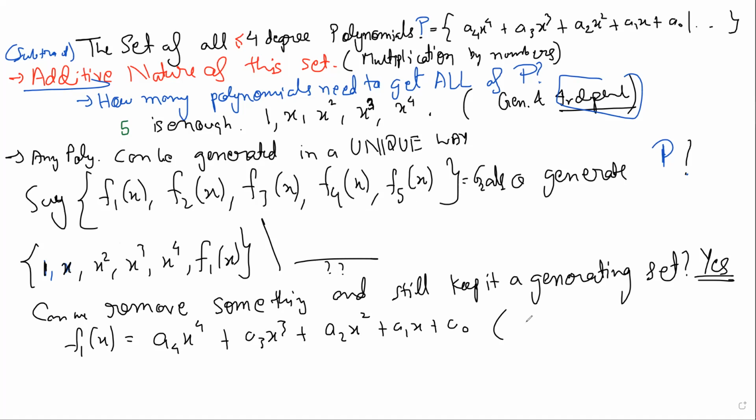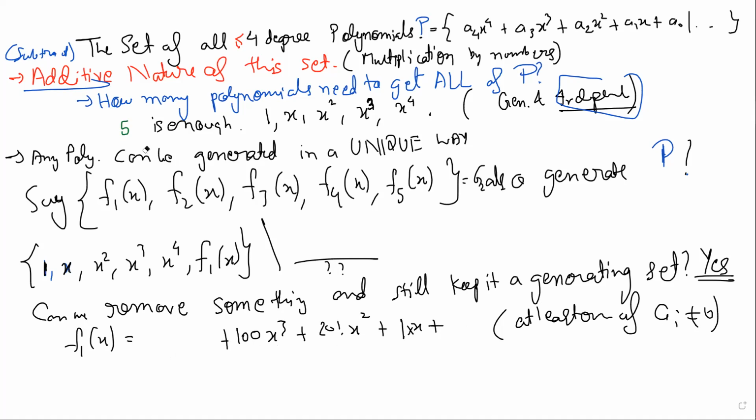So it is very simple, right? At least one of AI is not zero. Let's say, for example, that A3 is not zero. Let's say that A3, for example, was 5. You can just take some arbitrary thing here just for explanation. It could be 5, it could be 100, it could be 20 factorial, it could be 1. There may not be any constant, and it doesn't have to be a 4-degree polynomial. So it could just be like this.